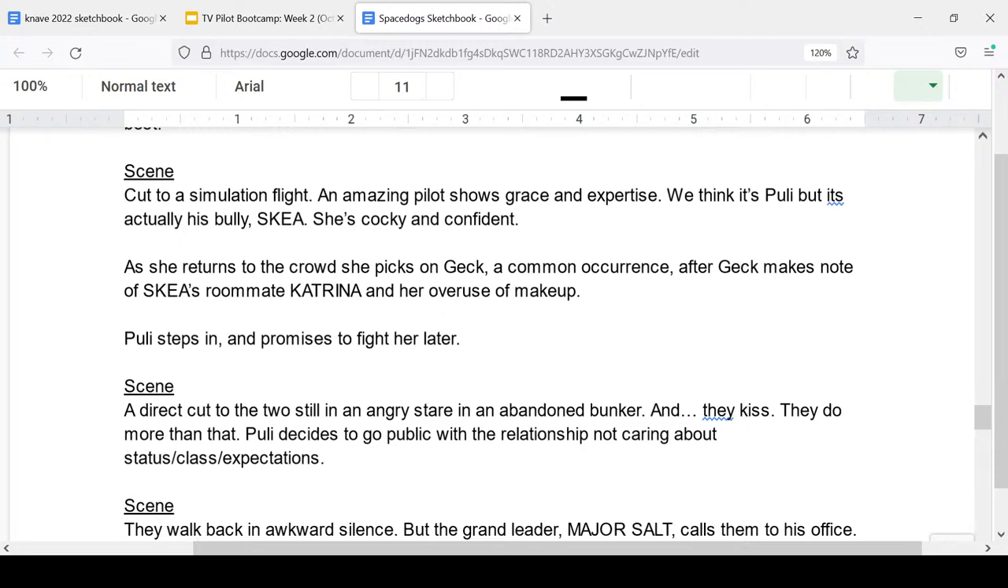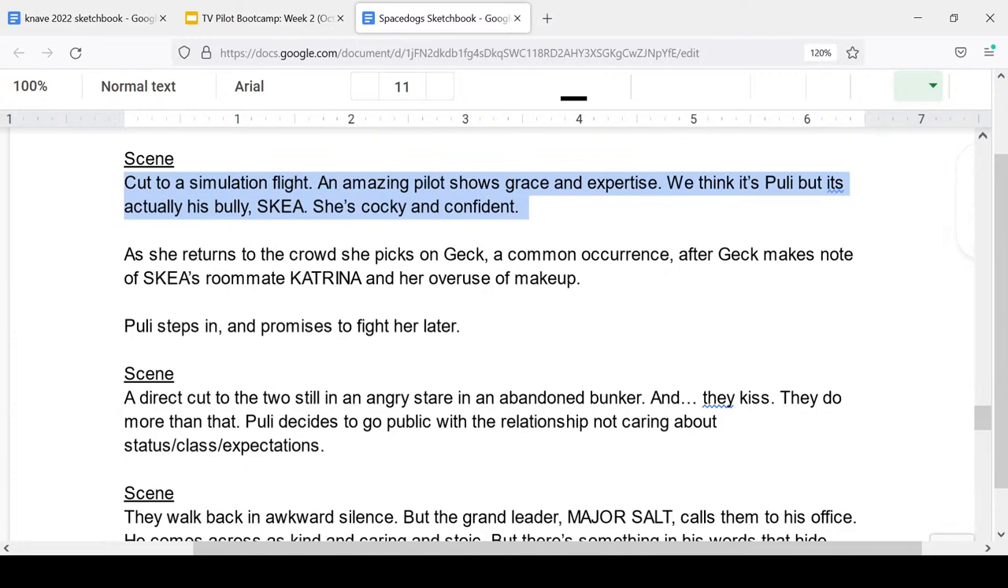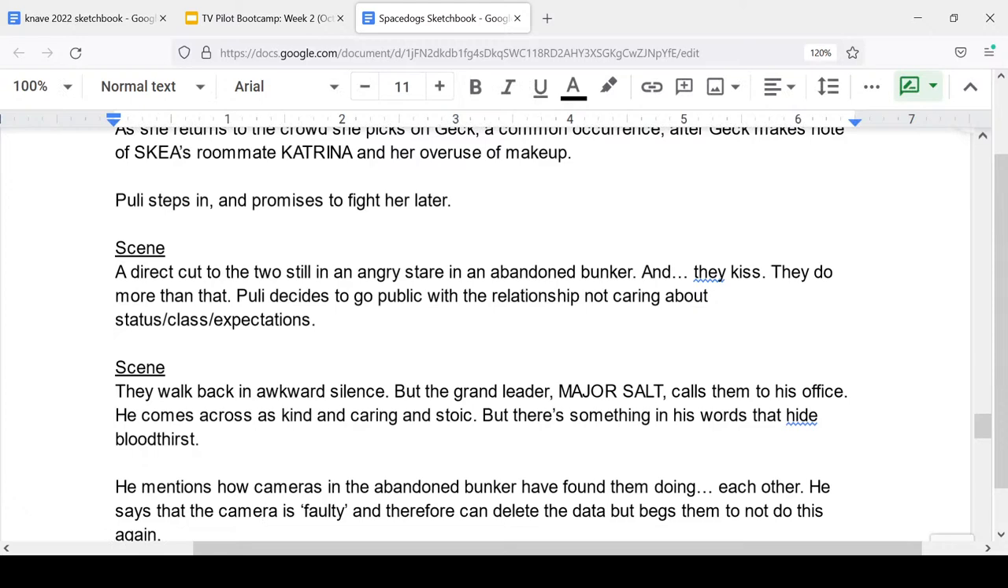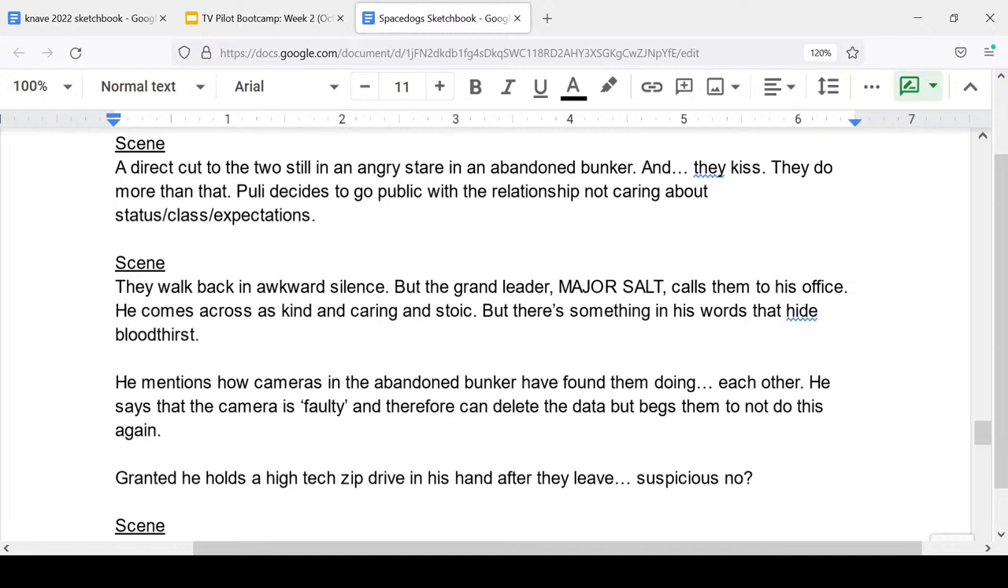So we go to a simulation flight. An amazing pilot shows grace and expertise. We think it's Pully, but it's actually his bully, Skea. As she returns to the crowd, she picks on Gek, and Gek makes notes of Skea's roommate Katrina and her overuse of makeup. Pully steps in and promises to fight the bully later. A direct cut to the... looks like it might be perfume, because she smells of it.